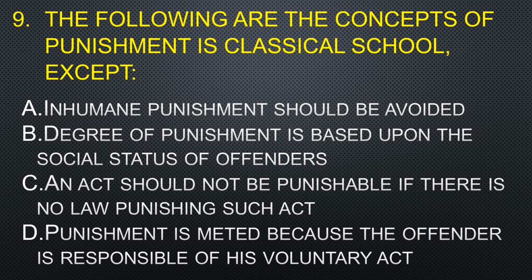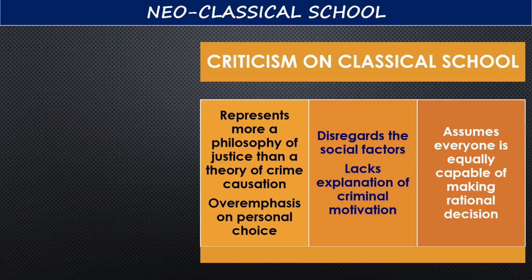So the following are the concepts of punishment in classical school, except. Inhumane punishment should be avoided. That's part of classical school. Degree of punishment is based upon the social status of offenders. That is wrong. It should not be based on the social status. It should be based on the law that is violated. An act should not be punishable if there is no law punishing such act. Well, that is classical school. And punishment is meted because the offender is responsible for his voluntary act. So letter B is not part of the classical school's concept of punishment.